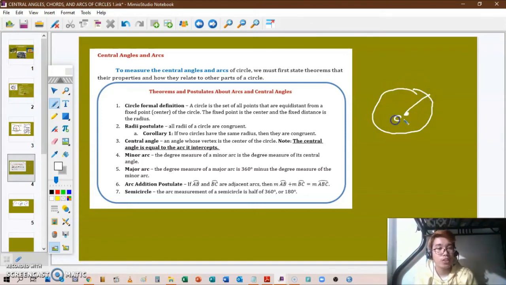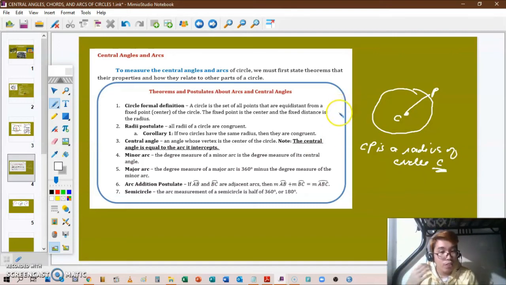If we have here a center C and a point P, then CP is a radius of circle C. And again, we always name our circle using the center point. Then we have the radii postulate: all radii of a circle are congruent. That's one of the main implications of this definition of a circle.